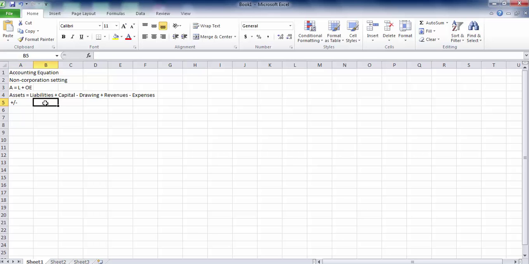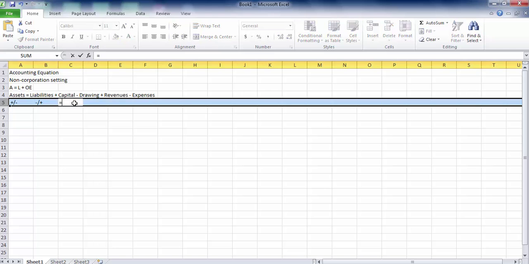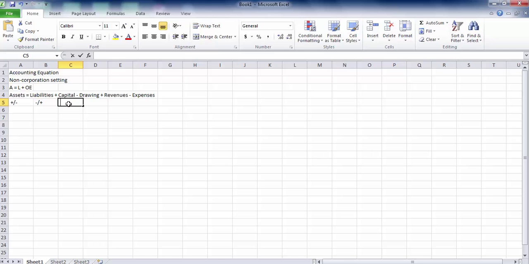So assets go up and down. We'll live on the wild side and put minus in front of plus for the liabilities, but capital always goes up, drawing always goes up, revenue always goes up, and expenses always go up. So just a quick little reminder of the rules that we learned while we were in chapter 1. Okay, we are officially in chapter 2 of our accounting book, and this is the material that we need to know in order to go forward.